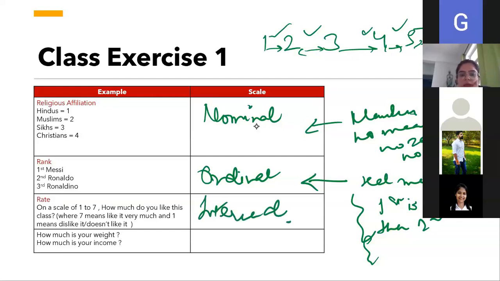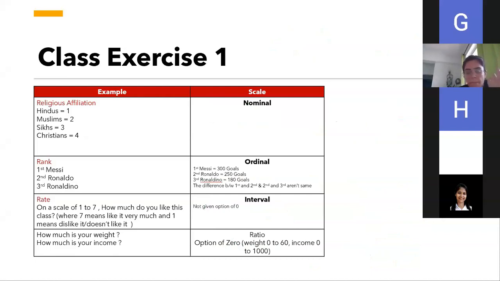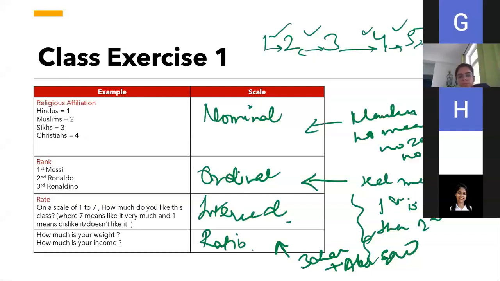Okay. And fourth one, how much is your weight? What's your income? Ratio. And why is this ratio? Let me test all three characteristics and the absolute zero. Yes, 3 characteristics plus absolute 0. So income zero means no income, right? Okay. Ma'am, so is it like rating will be interval and ranking will be ordinal? Right, exactly.